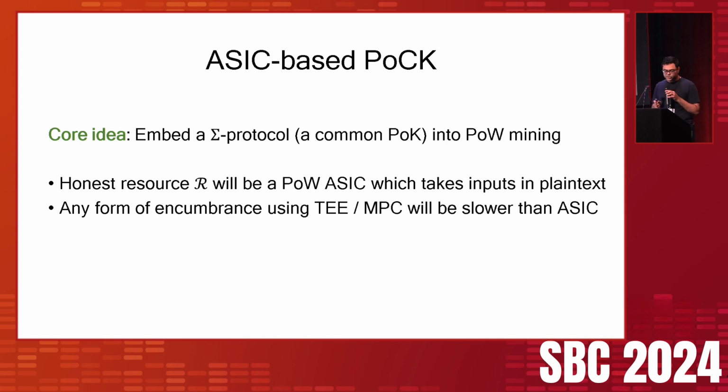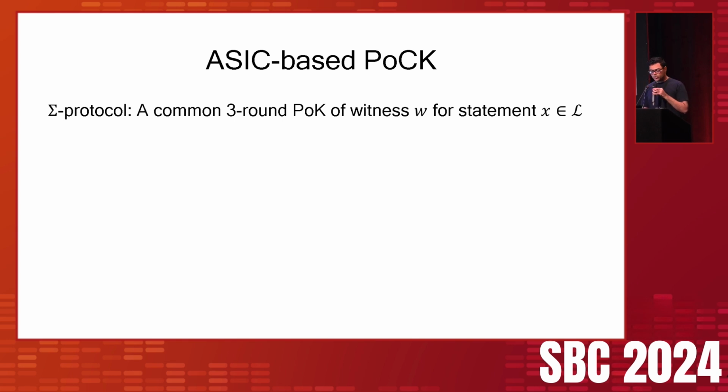Here, the honest resource you can think about as a proof of work mining ASIC, which again will take inputs in plain text. And any form of encumbrance using trusted hardware or MPC will be slower than ASICs. This is the hardware assumption we'll use for this protocol. So hash computations on an ASIC will be orders of magnitude faster than any trusted hardware-based or MPC-based CPU or GPU computation.